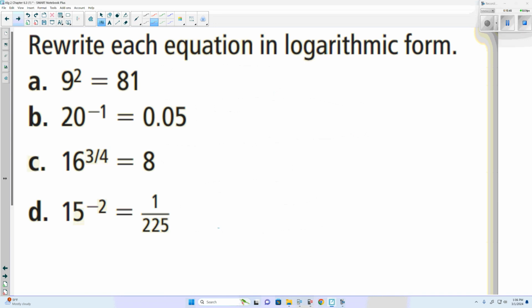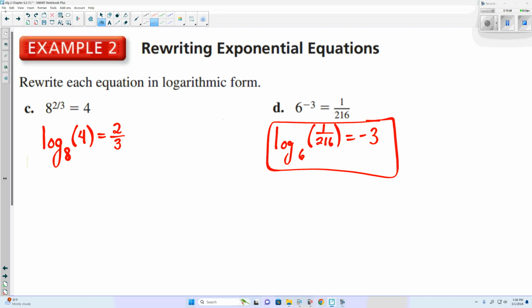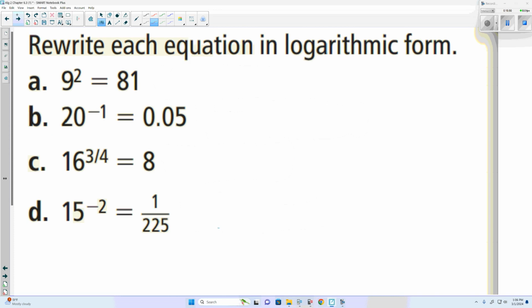9 squared equals 81. I got it. 9 squared equals 81. Base 9. Log base 9 of 81 equals 2. Yes. Good job, Abby.